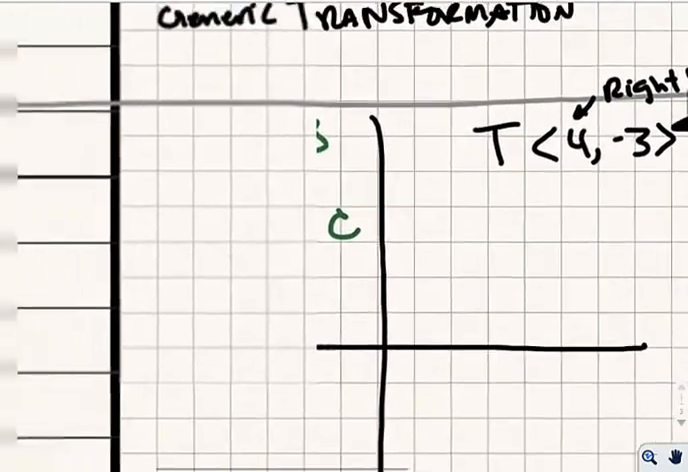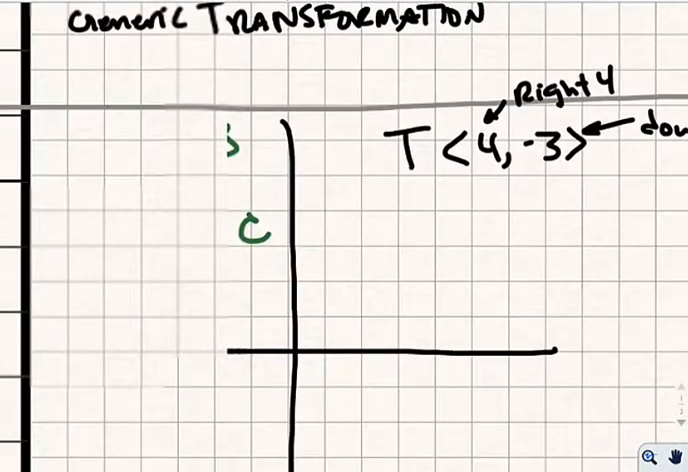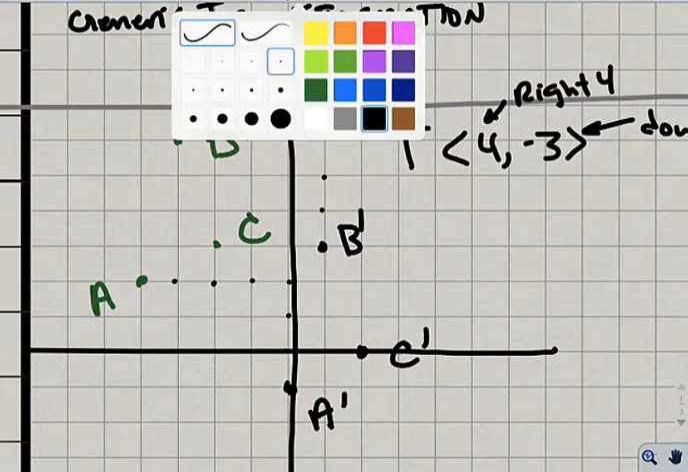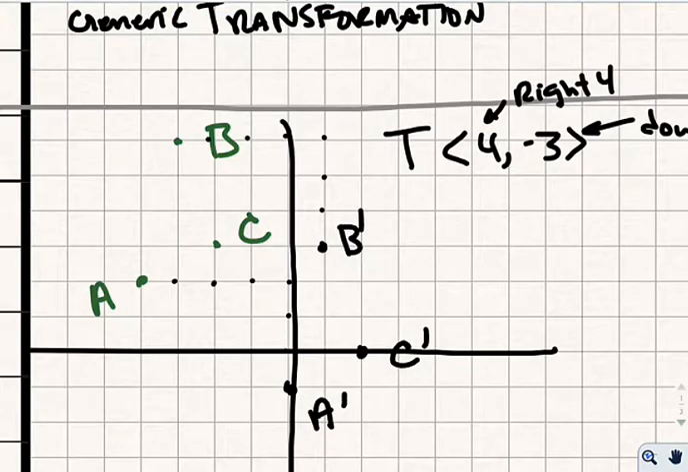And so I can just count this out on the grid because that's okay to do here. So right 4 would be 1, 2, 3, 4, and then down 3, 1, 2, 3. So that's A prime. Let's do the same thing to C. And then B. Okay, and so the interesting part here structurally is not what happens as A, B, and C are a shape, but rather what happens when I take A to A prime. So I'm going to examine that vector again.